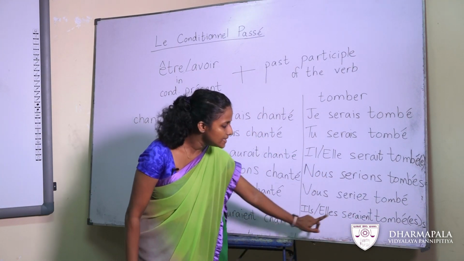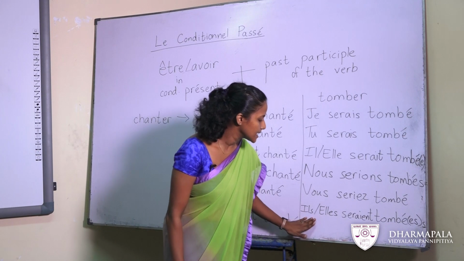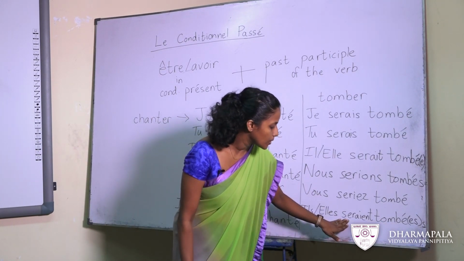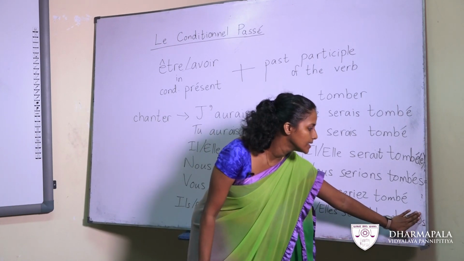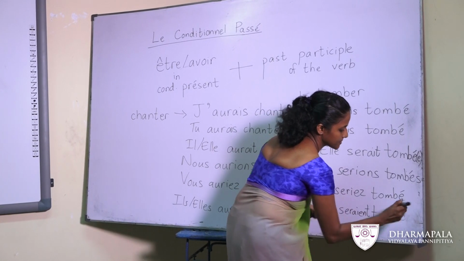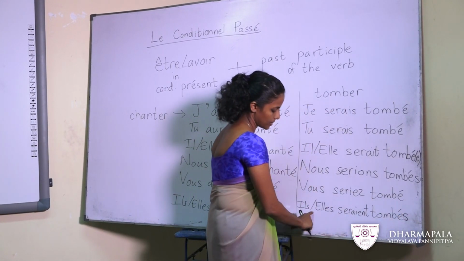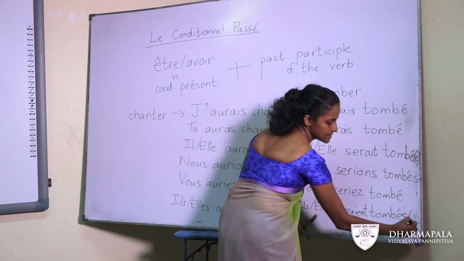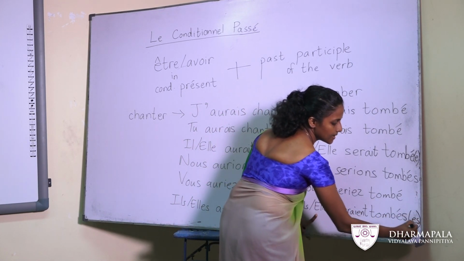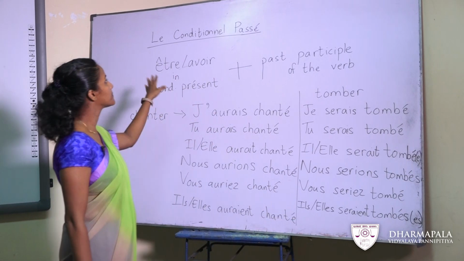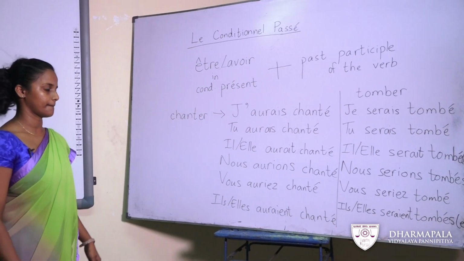And ils seraient tombés. Here, if it's about ils, we have to add an s. Right. Now, if we are talking about elles, elles seraient tombées, we have to add another e and an s. This is le conditionnel passé.